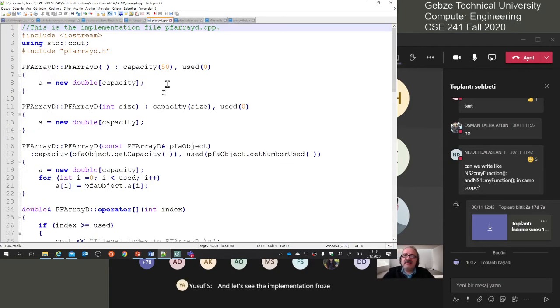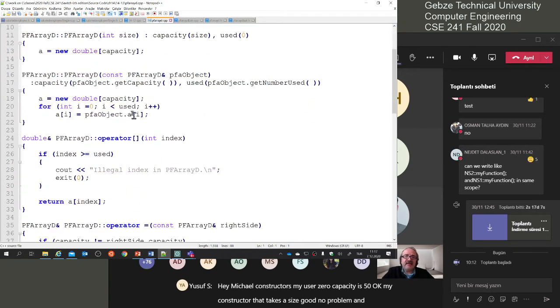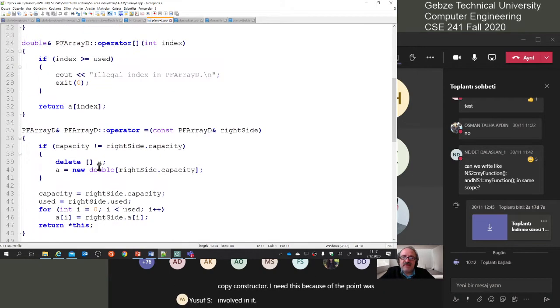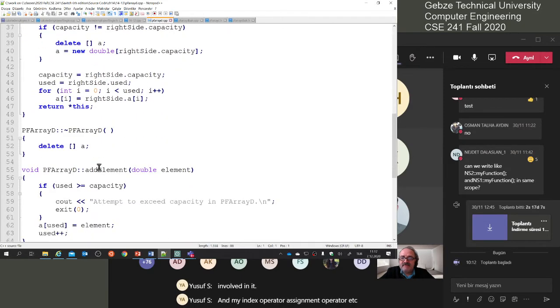First, let's remember the implementation of the base class. Include iostream. I am just using a using declaration, not a directive. And I am including, of course, the pfarray.h. My constructor, my use 0, capacity is 50. My constructor that takes a size, good, no problem. And my copy constructor, I need this because of the pointers involved in it. And my index operator, assignment operator, etc. Everything is like we did before.